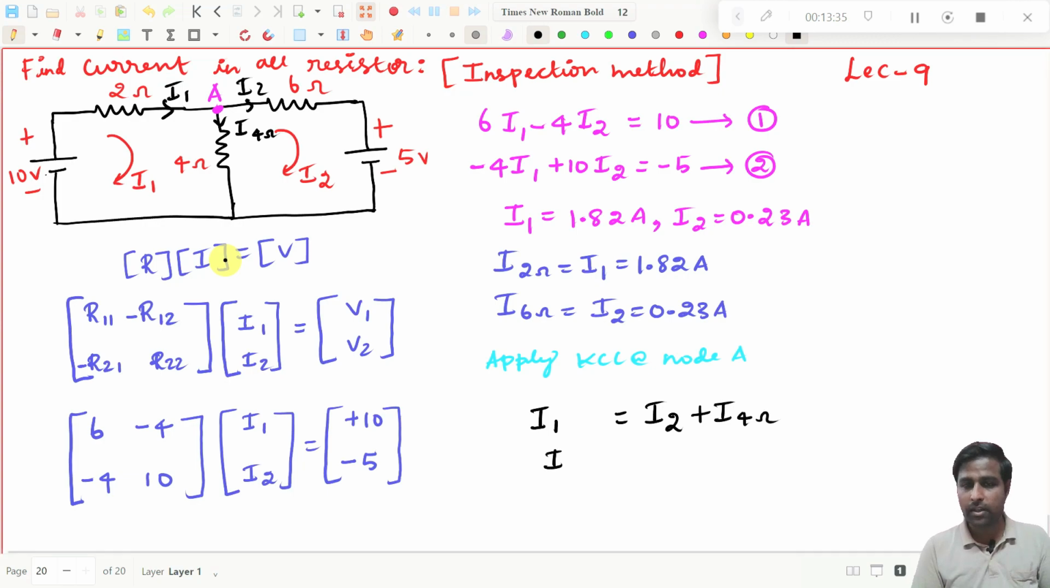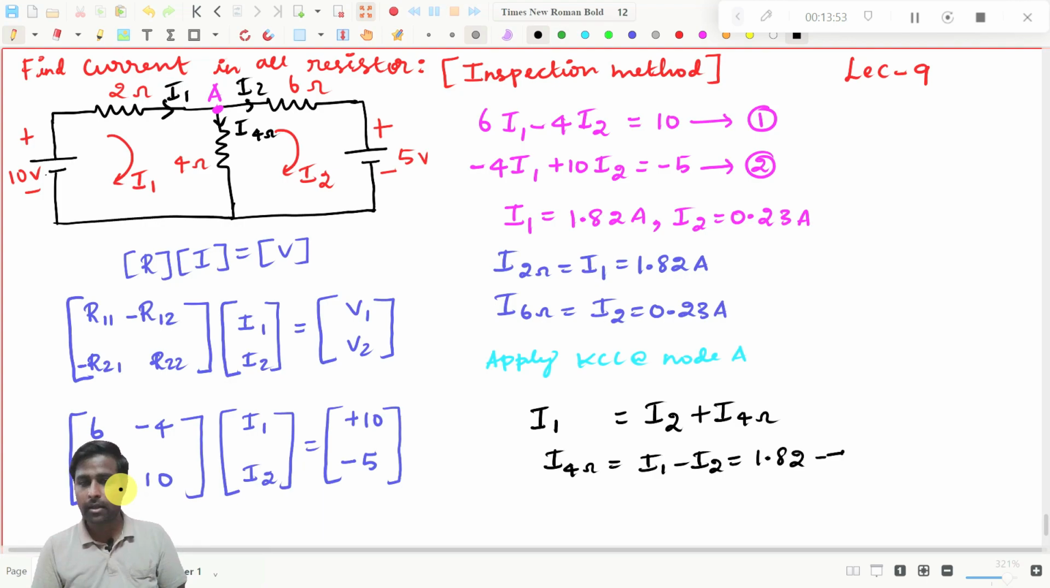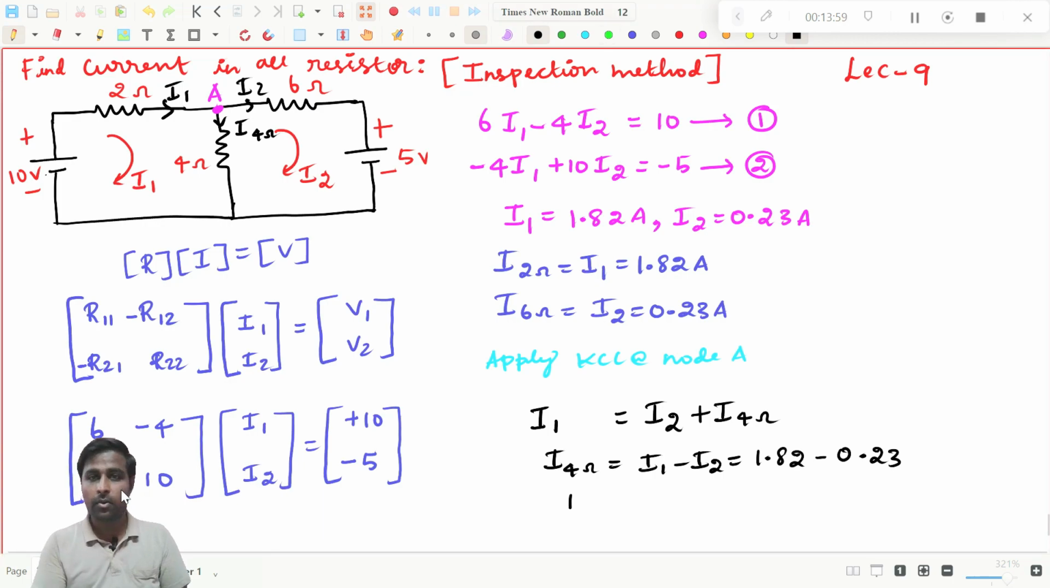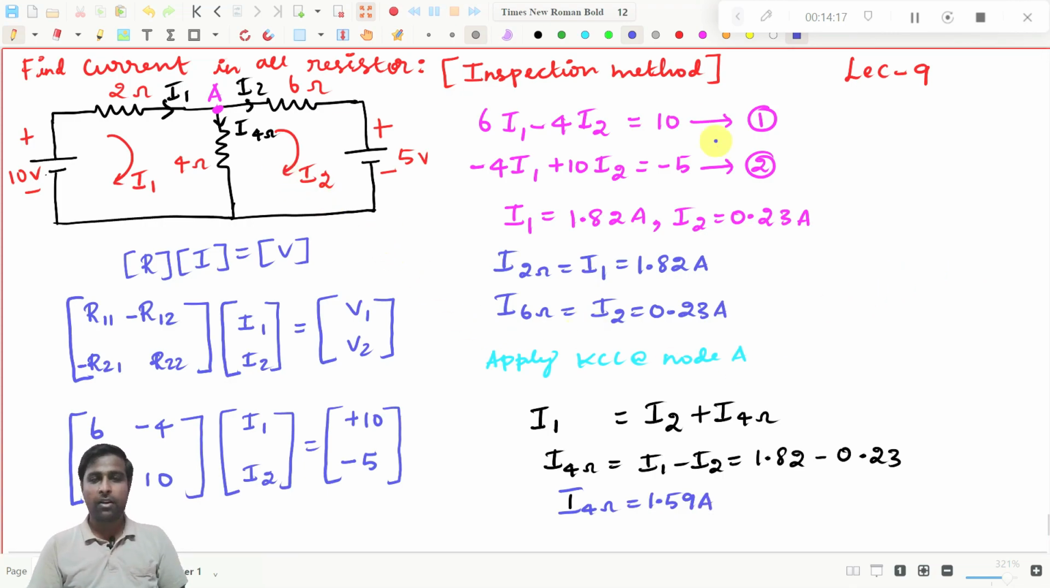So if I solve, I through 4 ohms will be equal to I1 minus I2. What is I1? 1.82 minus 0.23. And if I solve this, what am I getting? I through 4 ohms will be equal to 1.59 amperes. That's all. Now you see we have found all the values.